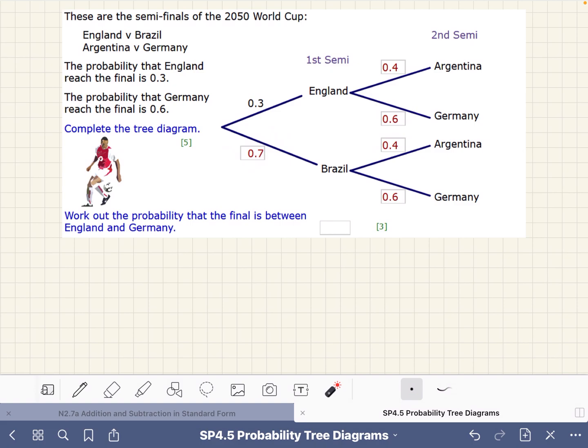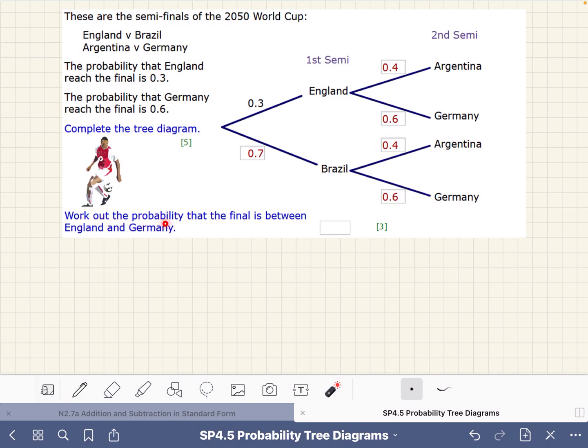The probability that Germany reach the final is 0.6. That means the probability of Argentina reaching the final must be 0.4, as 0.4 and 0.6 add up to 1, with these branches being duplicated.